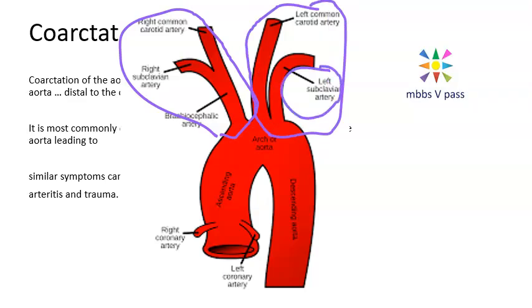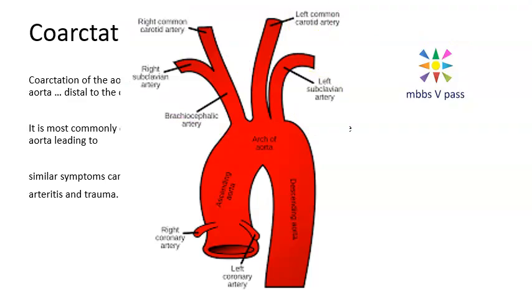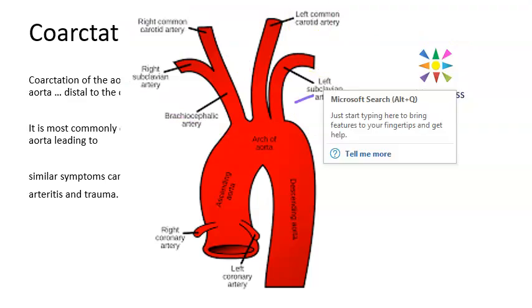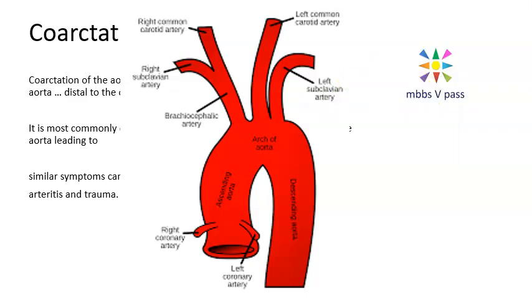So this is what we are talking about: the left subclavian artery. It's not very clearly visible, but you understood, right? The left subclavian artery is here, people. The origin is here. Distal to this origin, so this is distal and this is going to be proximal, away from that origin area. So here somewhere the narrowing is there. Where is the narrowing? In the arch of the aorta, distal to the origin of the left subclavian artery.